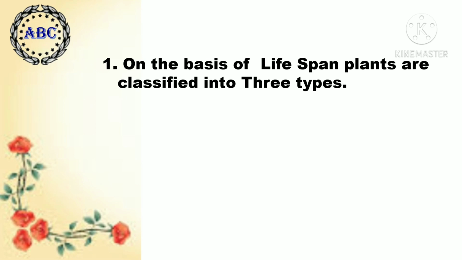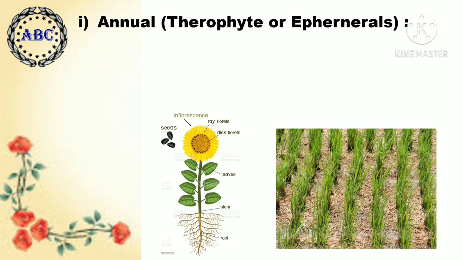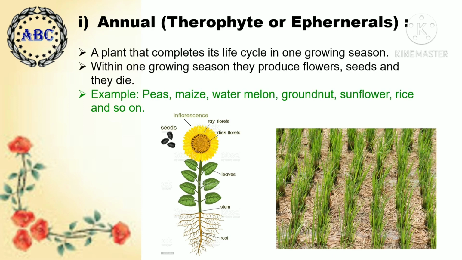First, on the basis of lifespan, plants are classified into 3 types: annual plants, biennial plants, and perennial plants. Annuals are also called therophytes or ephemerals, plants that complete their life cycle in one growing season. The growing season varies from species to species. Within one growing season, they produce flowers and seeds, and they die off. The examples are peas, maize, watermelon, groundnut, sunflower, rice, and so on. Majority, all the crop plants, are annual plants.